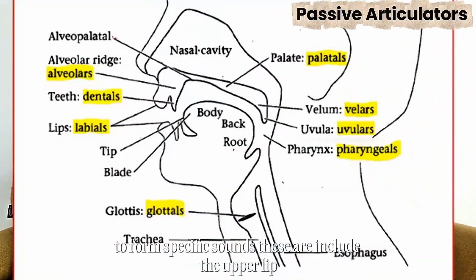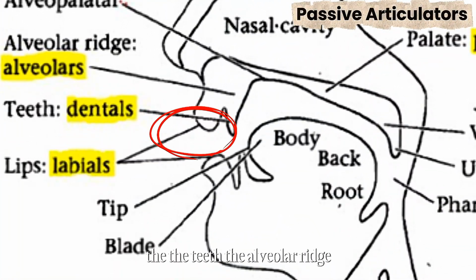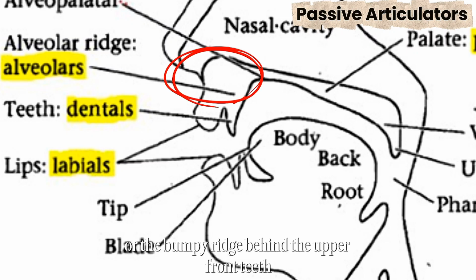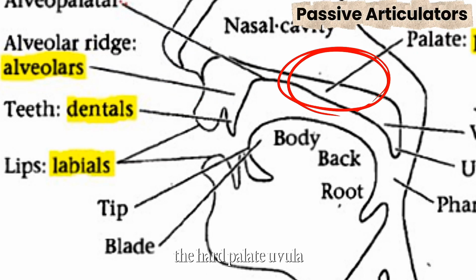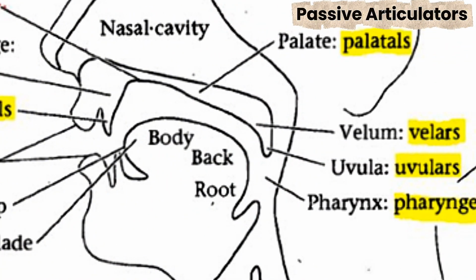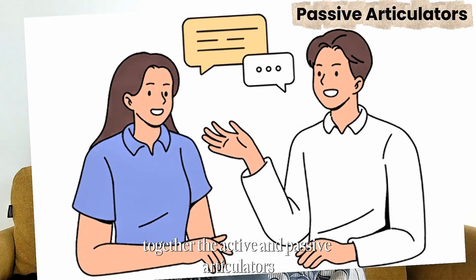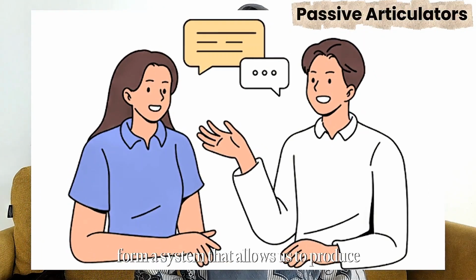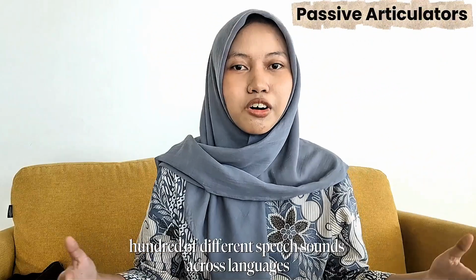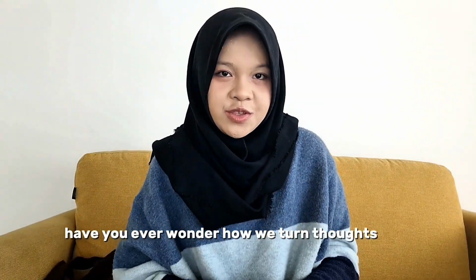These include the upper lip, the teeth, the alveolar ridge, or the bumpy ridge behind the upper front teeth, the hard palate, the uvula, and the pharyngeal wall at the back of the throat. Together, the active and passive articulators form a system that allows us to produce hundreds of different speech sounds across languages.